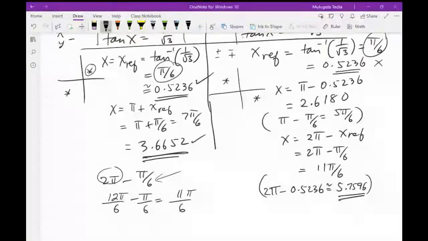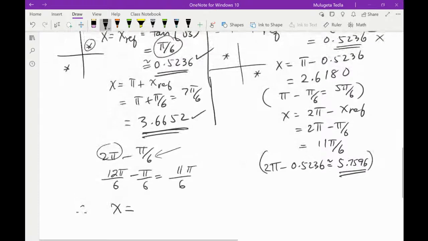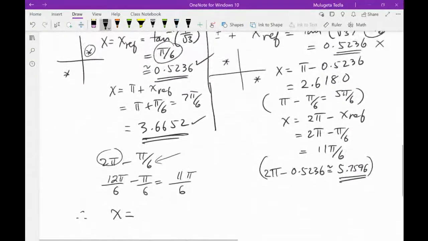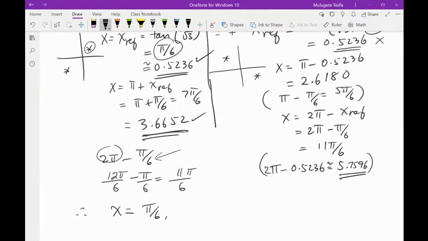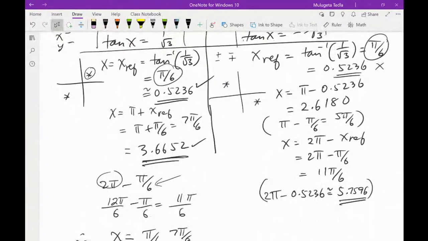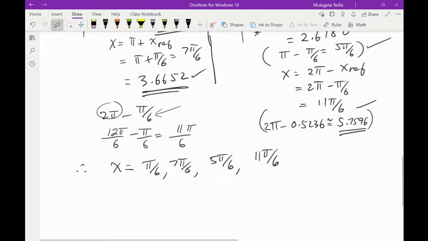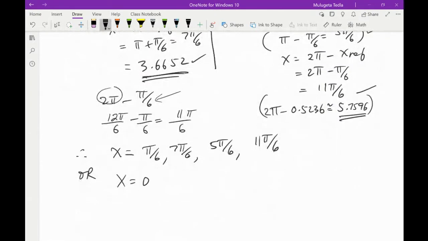So, to summarize your work, x must be 2 angles in the first scenario, which are pi by 6 and 7 pi by 6, and 2 angles in the second scenario. What did we get? 5 pi by 6 and 11 pi by 6. Or in decimal, we got 0.5236. This is approximate, of course.